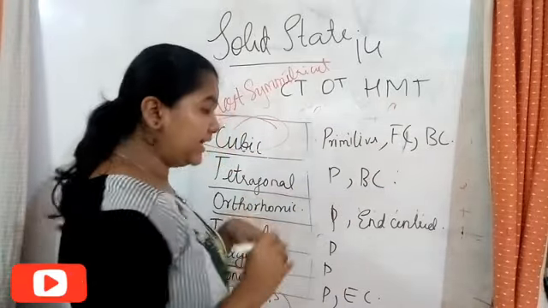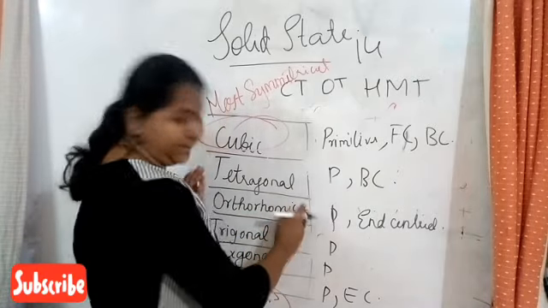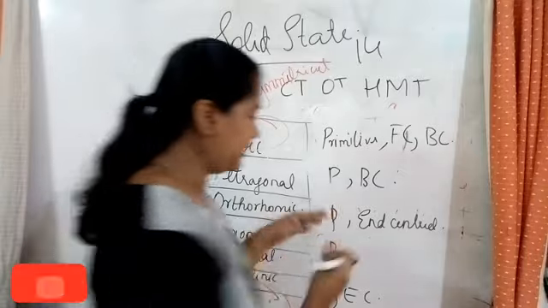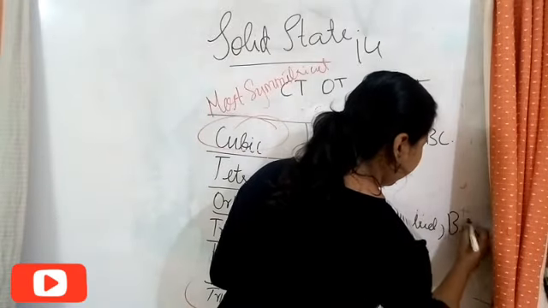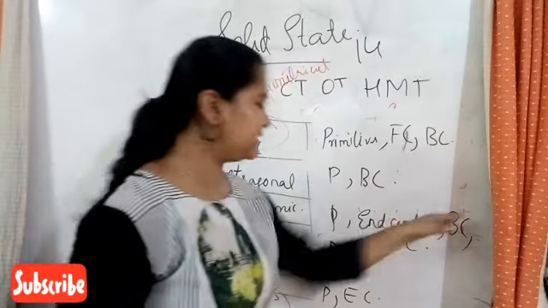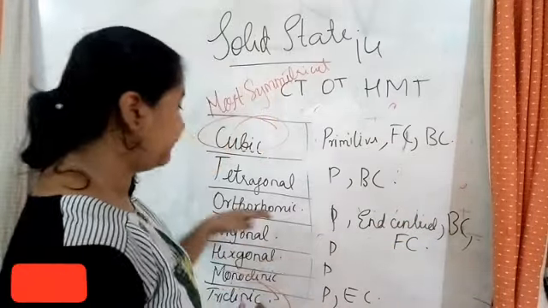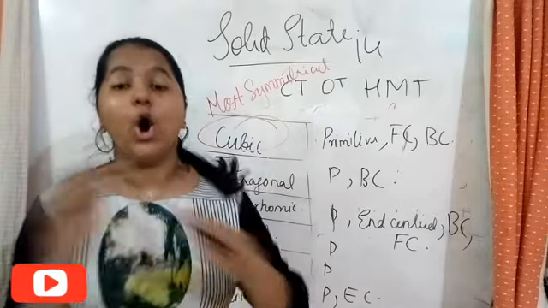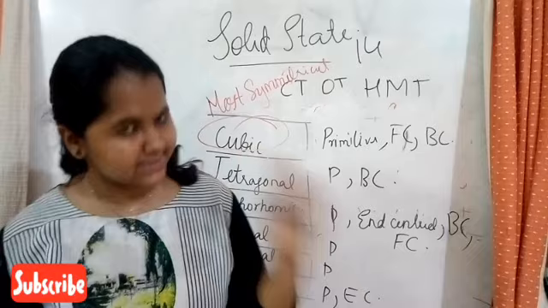Now what we are learning is that orthorhombic, okay, the orthorhombic can have all of them. See, end-centered, BC and FC. Okay, body-centered, face-centered and end-centered are possible for orthorhombic. So orthorhombic can have all the possible unit cell structures.